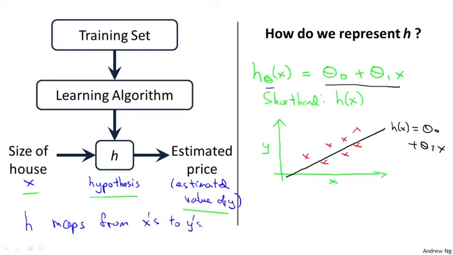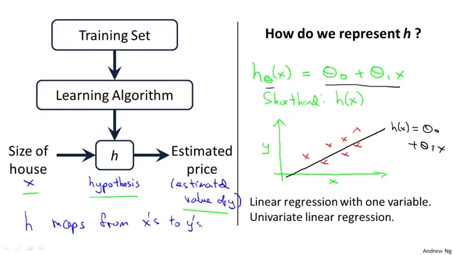Let me also give this particular model a name. This model is called linear regression, or this particular example is actually linear regression with one variable, with the variable being x. So predicting housing prices is a function of the one variable x. And another name for this model is univariate linear regression. And univariate is just a fancy way of saying one variable.